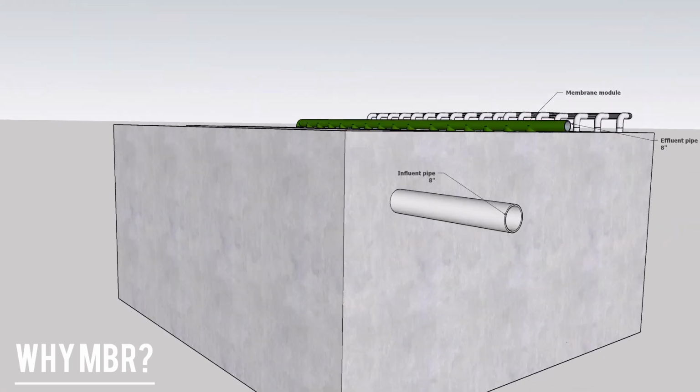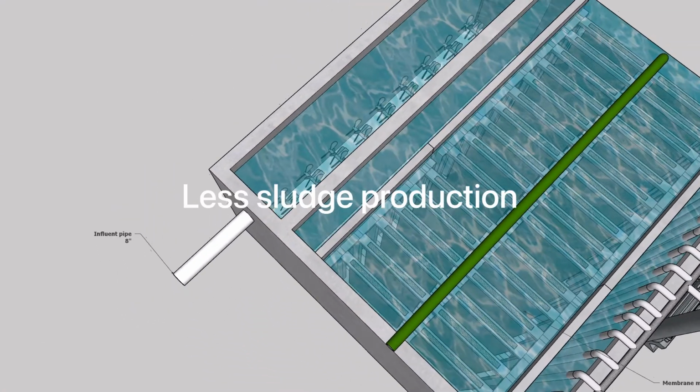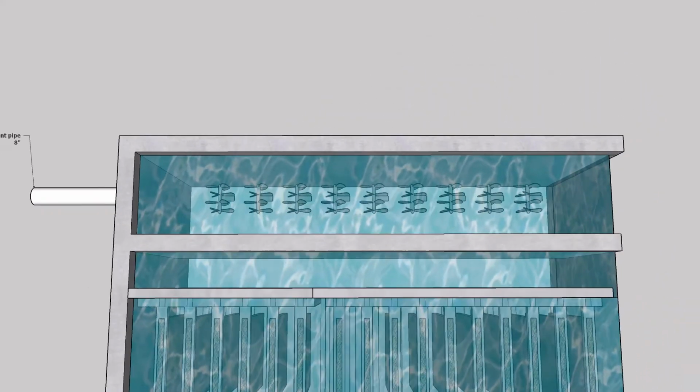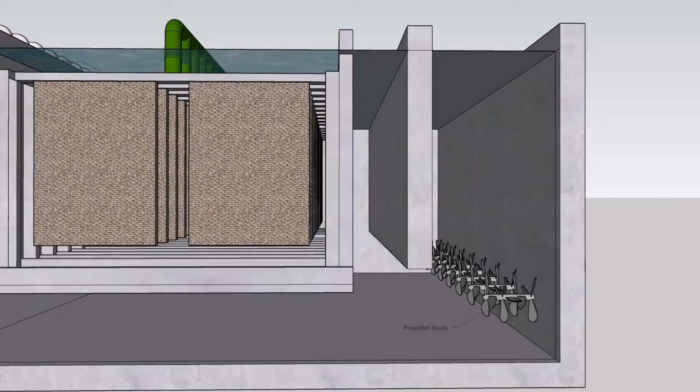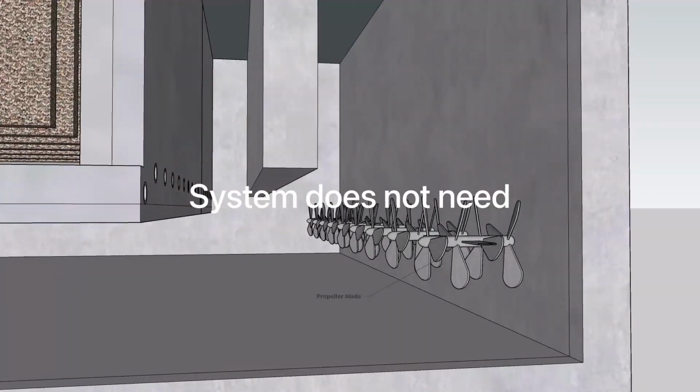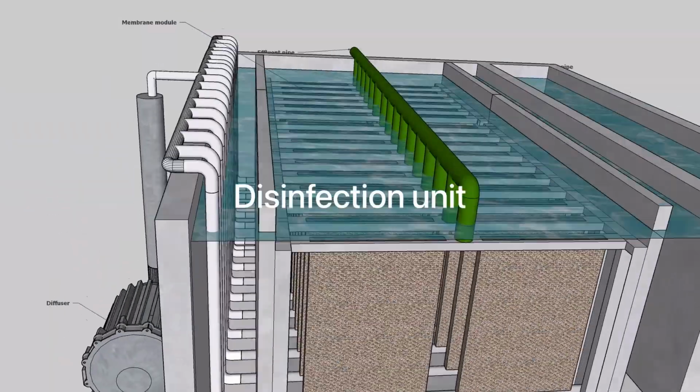Why do we choose MBR? Because it has a high quality effluent, less sludge production, and potential for simultaneous nitrification or denitrification in long SRTs. Its high removal performance eliminates the need for a secondary clarifier and disinfection unit.